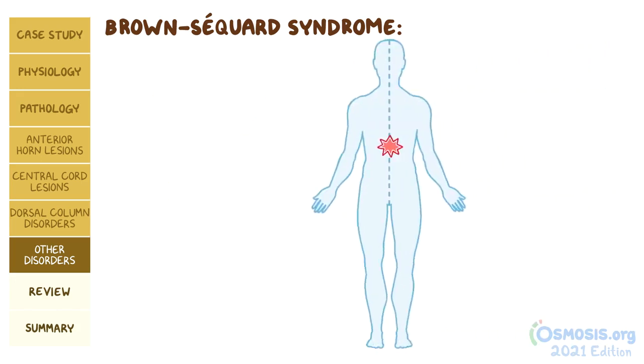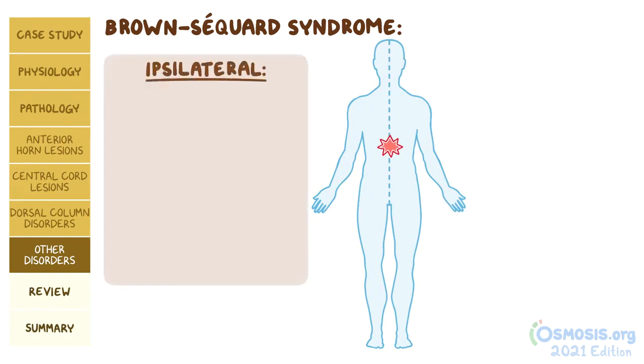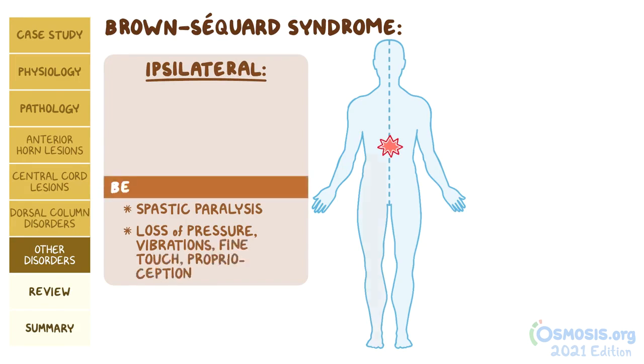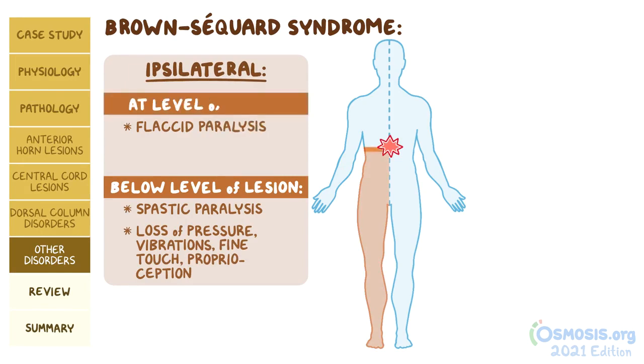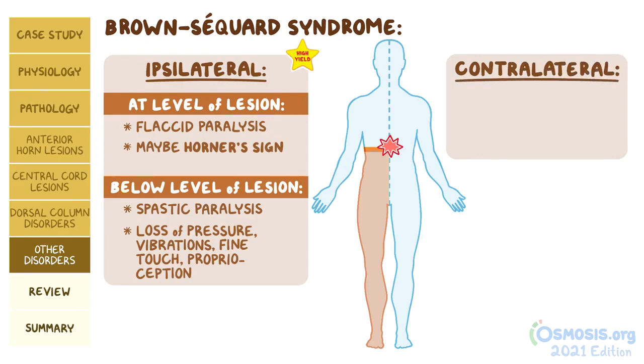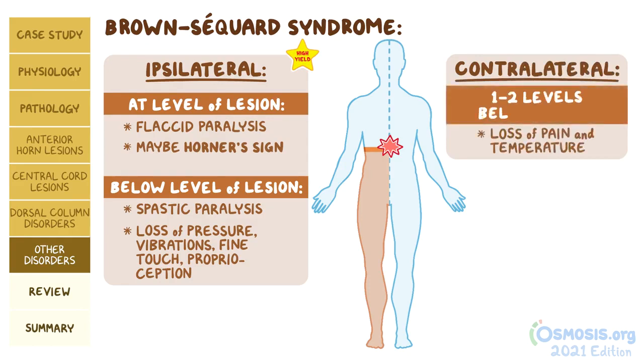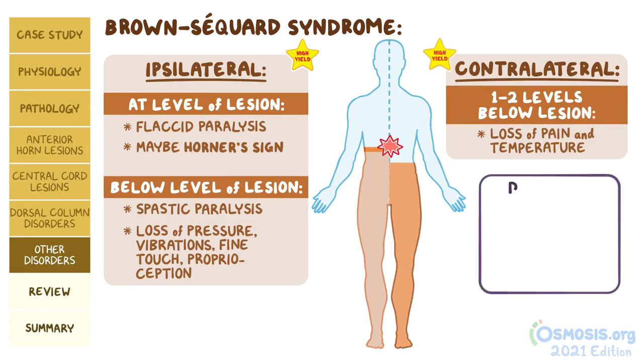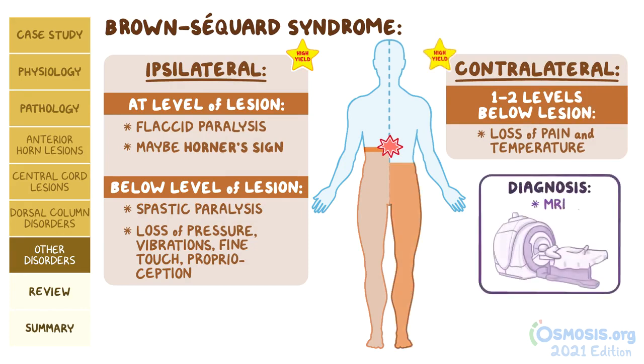So, for your test, remember that ipsilateral to the lesion, there's spastic paralysis and loss of pressure, vibrations, fine touch, and proprioception below the level of the lesion. Flaccid paralysis at the level of the lesion, and maybe Horner sign. And contralaterally, there's loss of pain and temperature sensation one or two levels below the lesion. Diagnosis can be confirmed with an MRI.